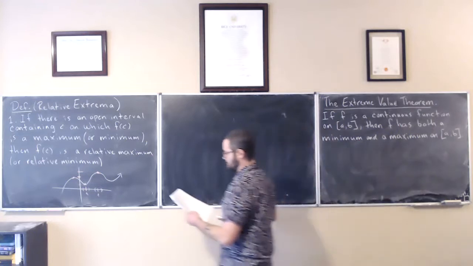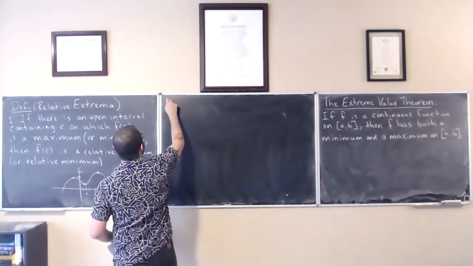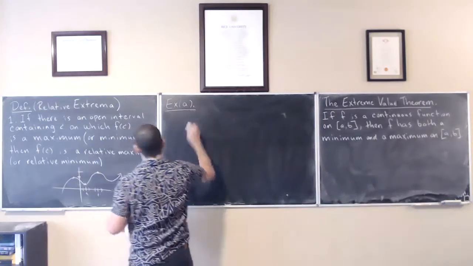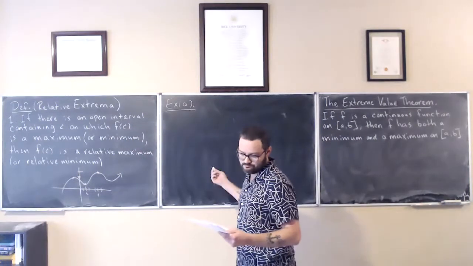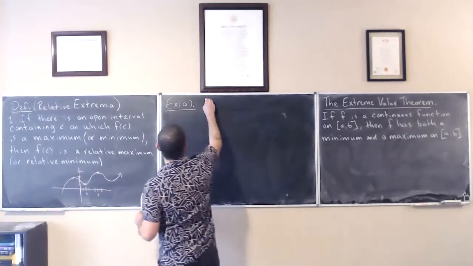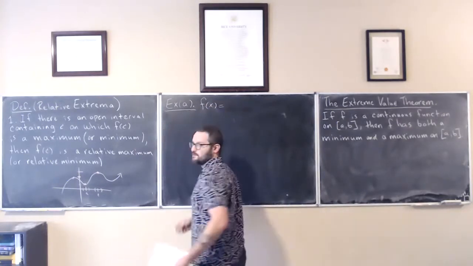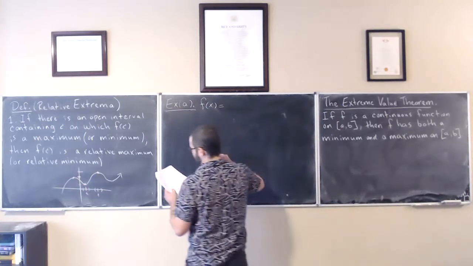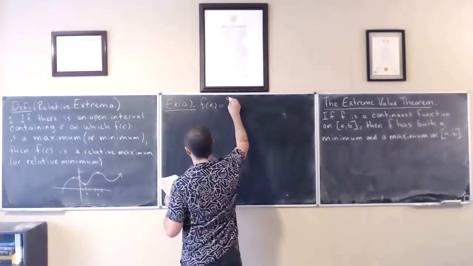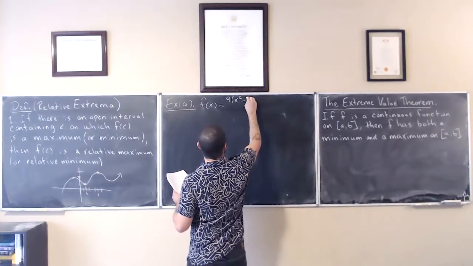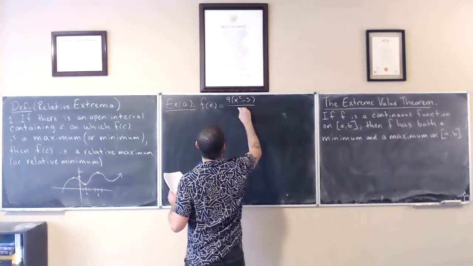Okay, so let's look at an example here. Let's find relative minimum or relative maximum for the function f of x equals (9x squared minus 3) over x cubed.